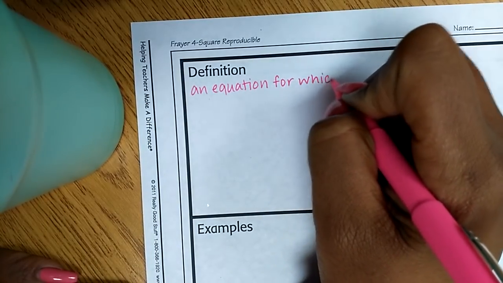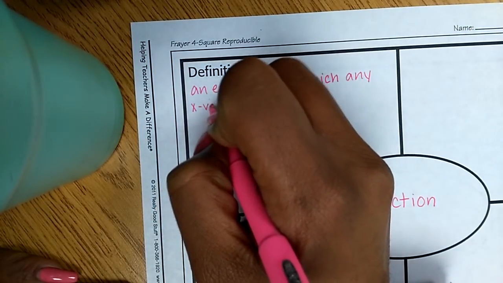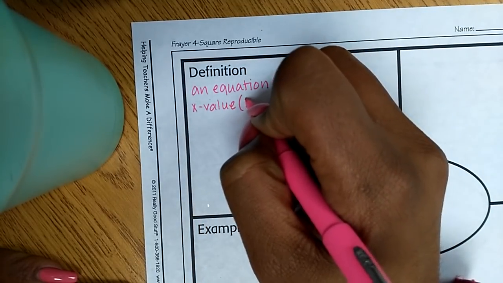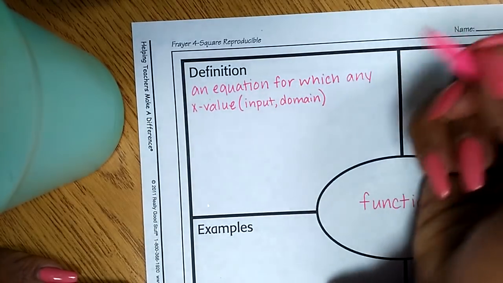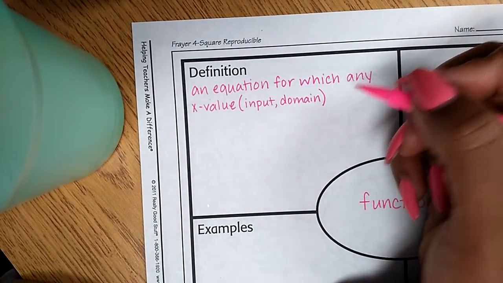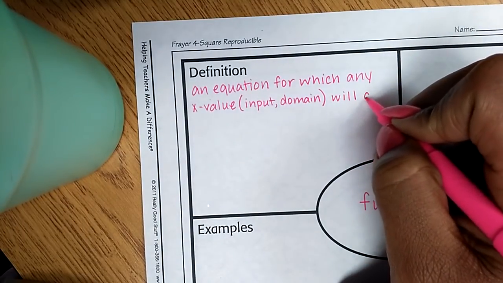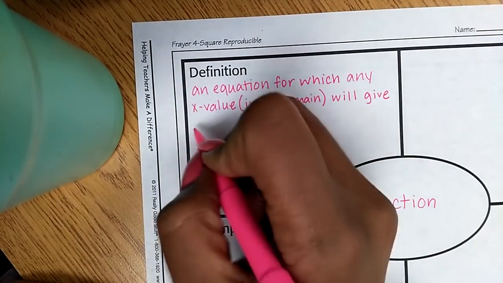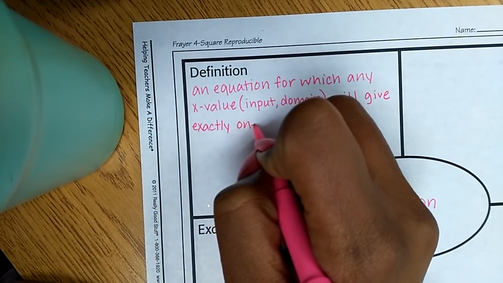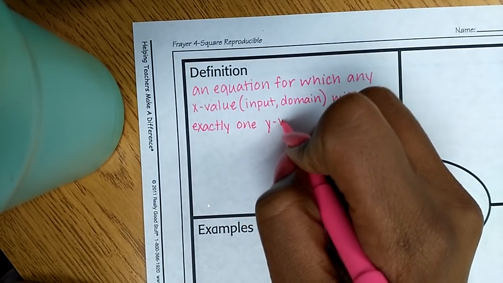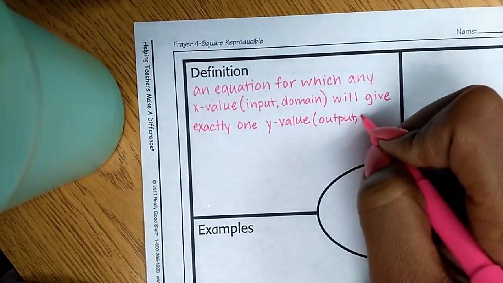for which any x value, input, domain, will give exactly one y value, an output or range.